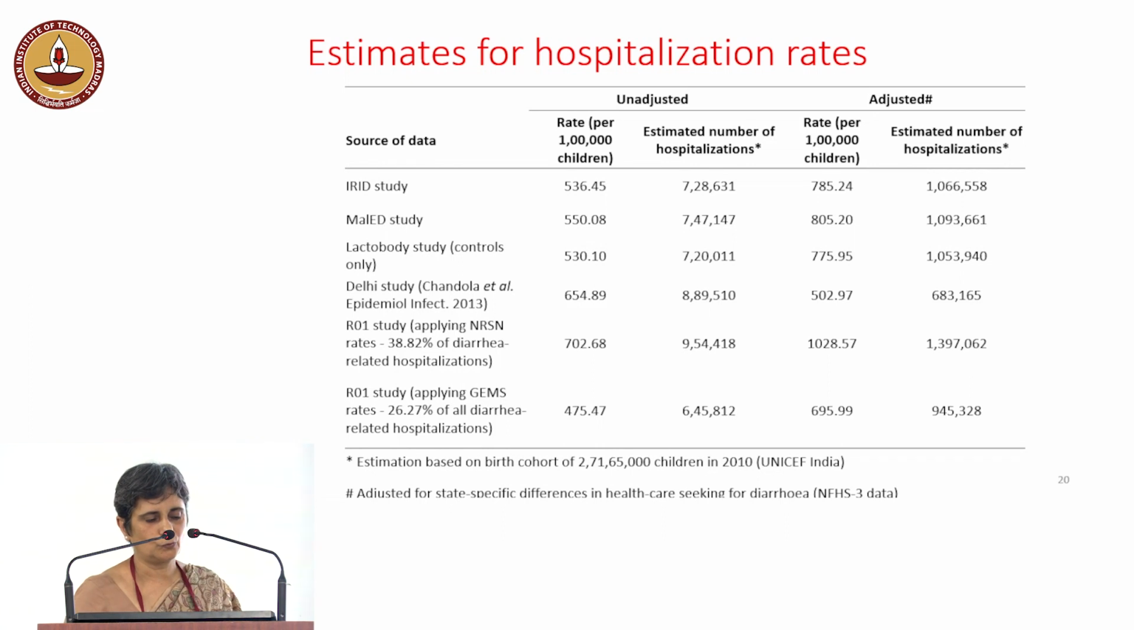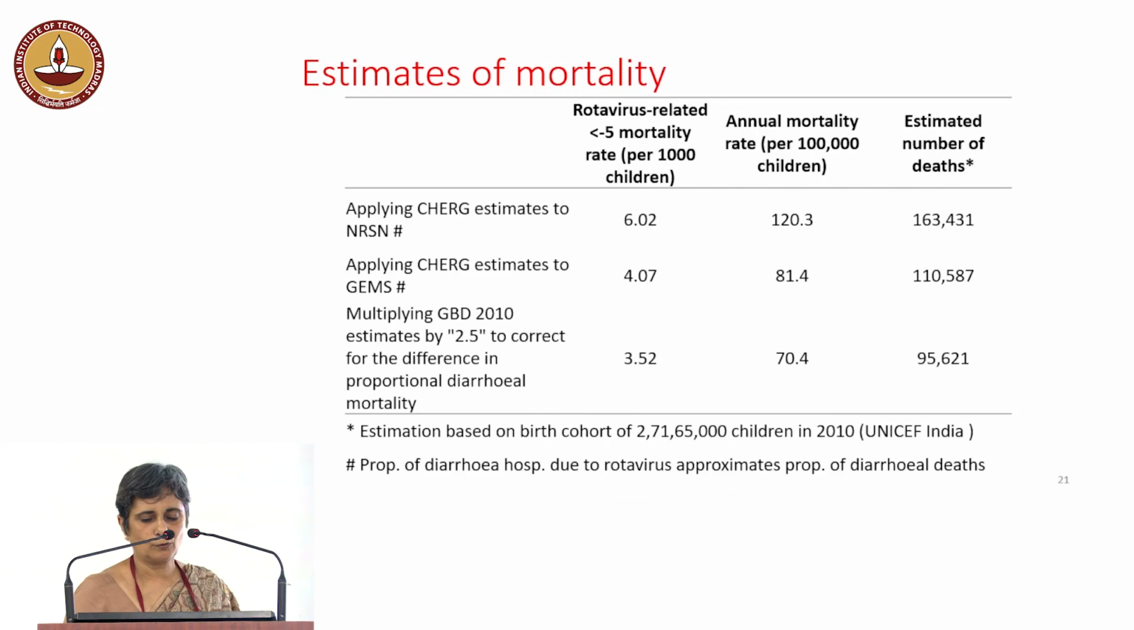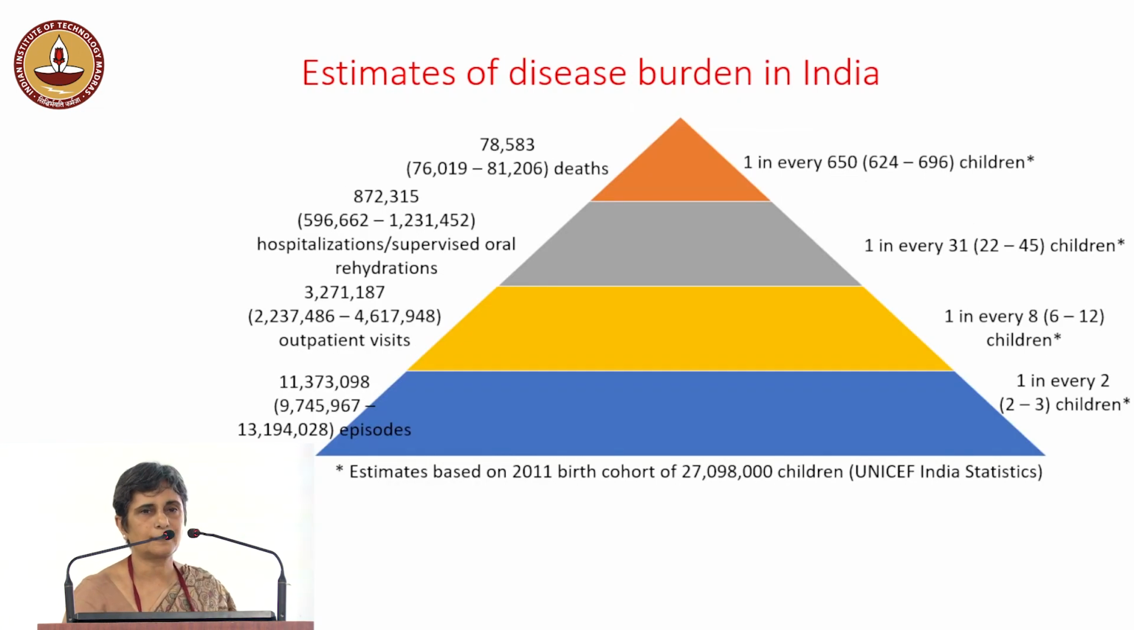So we were able to do hospitalization rates, and here you can see that hospitalizations were even closer than the outpatient visits, because the numbers were between 700,000 and about 1.1 million hospitalizations in the Indian birth cohort every year. We also applied estimates for mortality based on a number of different kinds of adjustments, and then came up with somewhere between 100,000 and 160,000 children dying every year because of rotavirus gastroenteritis.